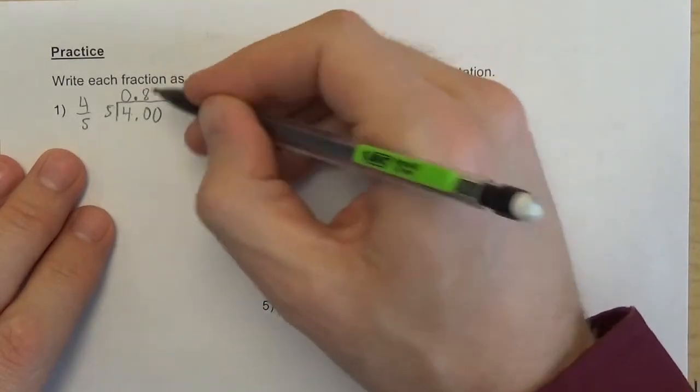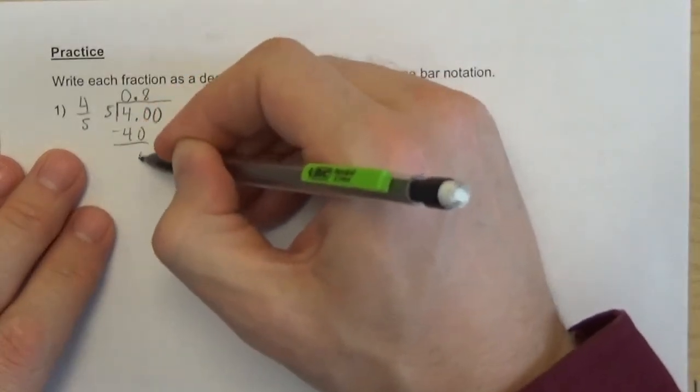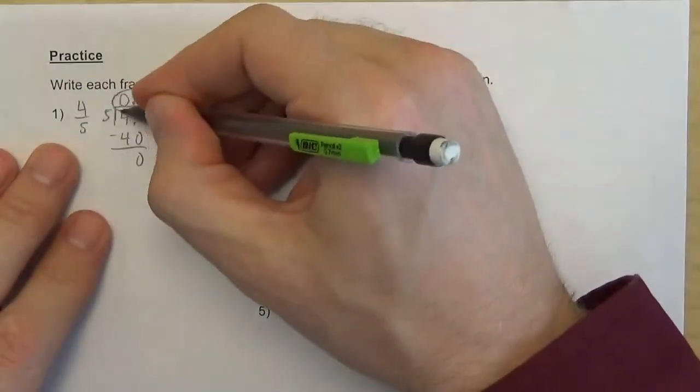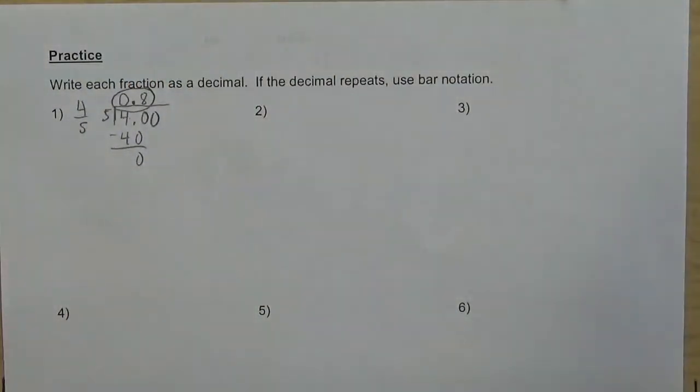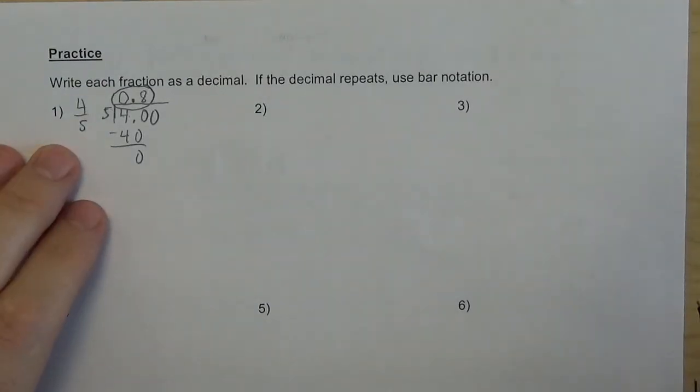So we multiply that back out. 8 times 5 is 40. 40 minus 40 is 0. So that's it. They match already. We're done. 0.8 is our answer. So that one goes a lot faster. It's just that one digit. Once they match, you're good to go.